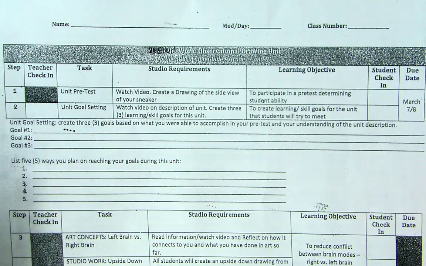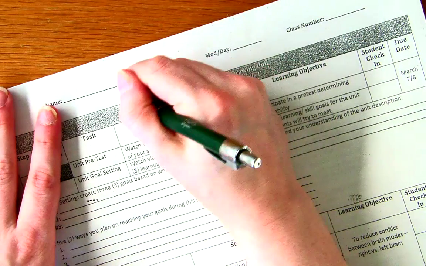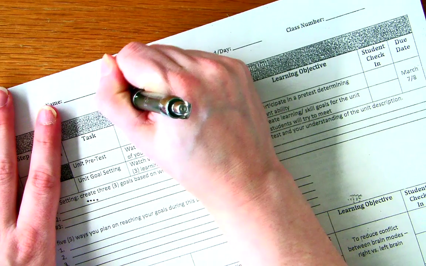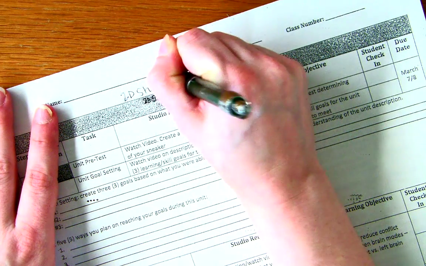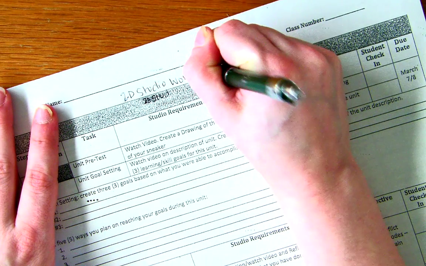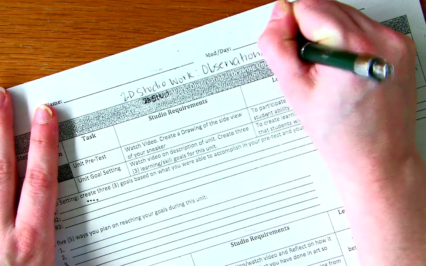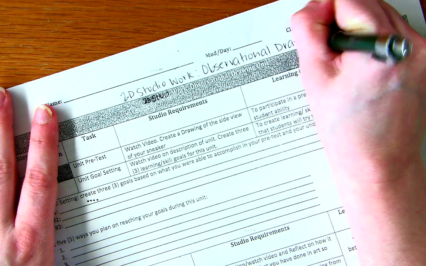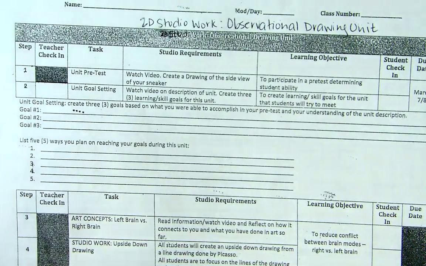These things happen. If you want to write it above so you know what it is, you know, my pen wants to work, 2D Studio Work Observational Drawing Unit. You can write it up top if it helps you remember what it is.